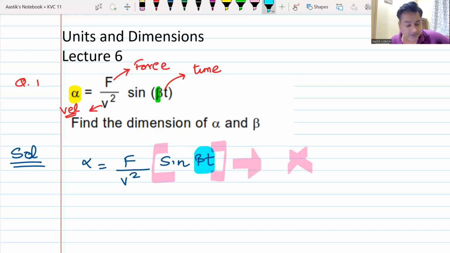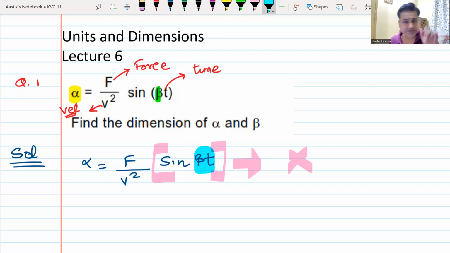What about the blue part? Will it have any dimension? The blue part. The pink part, the entire thing does not have a dimension. Yes. What about the blue part, beta? Will it have any dimension? No one?